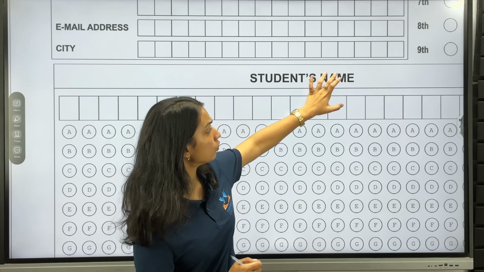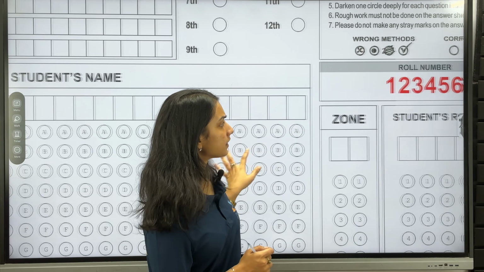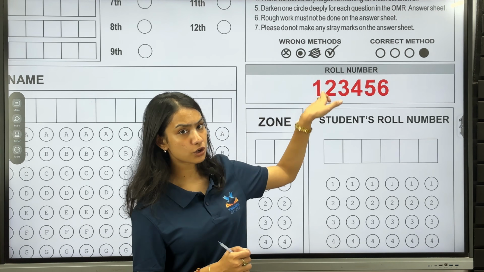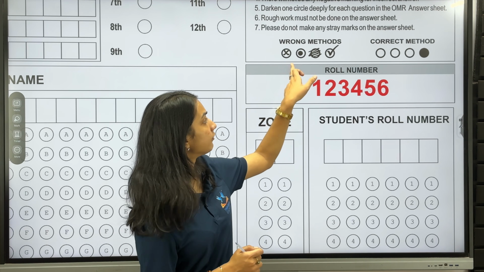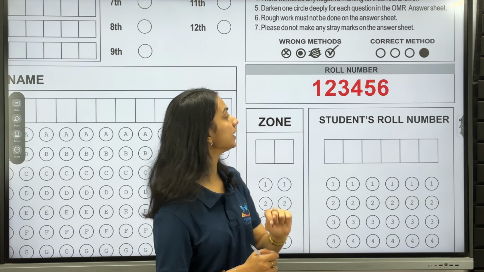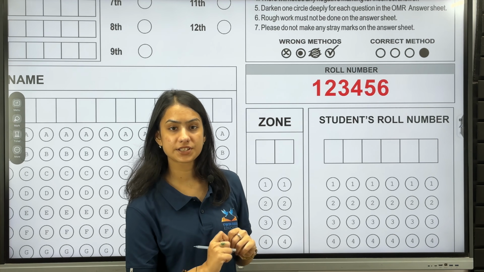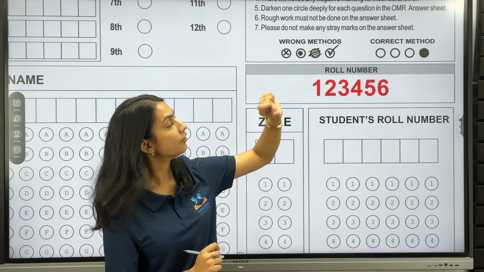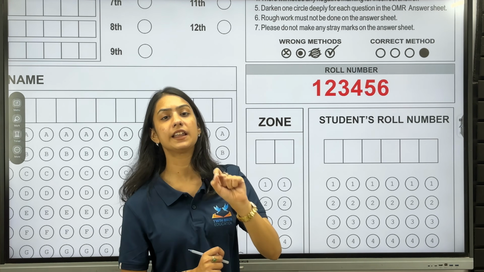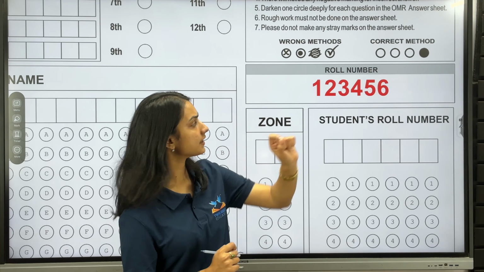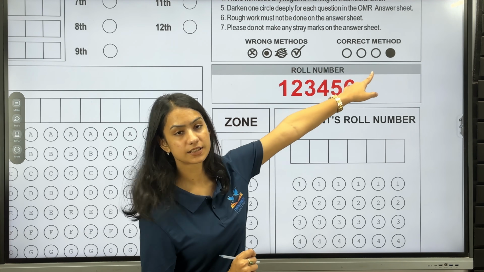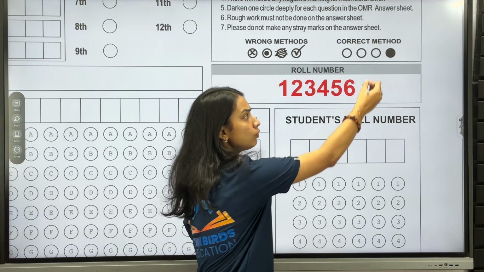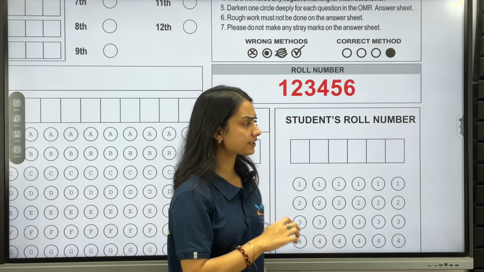Now you have to understand how you can give your answer. If you put a cross on the circle, that is an incorrect answer. If you put a dot on the circle, that is also incorrect. If you put a right mark on the circle, that is also incorrect. The only correct answer which will get you marks is this: you only have to darken the circle for the right answer.